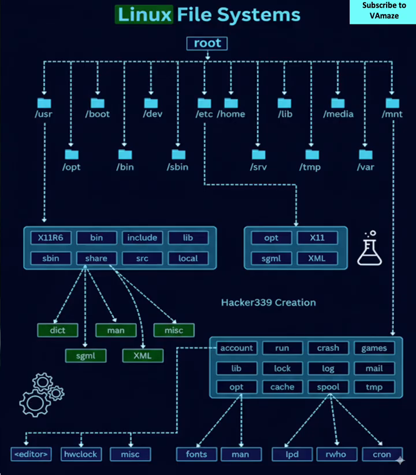The opt directory is for optional software packages. Many third-party applications install themselves here to keep things clean and organized separate from the main system programs. Let's cover the utility directories. The temp directory is for temporary files. Programs use this space for short-term storage, and most Linux systems automatically clean this directory on reboot. It's like a digital scratchpad that gets wiped clean regularly.